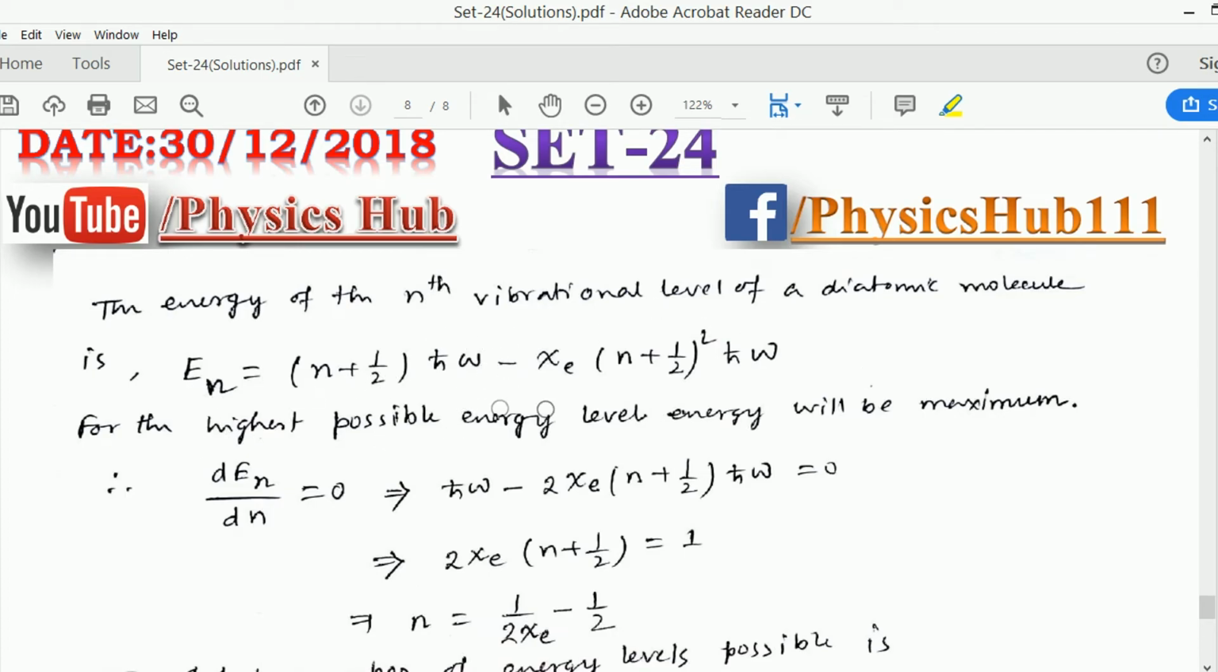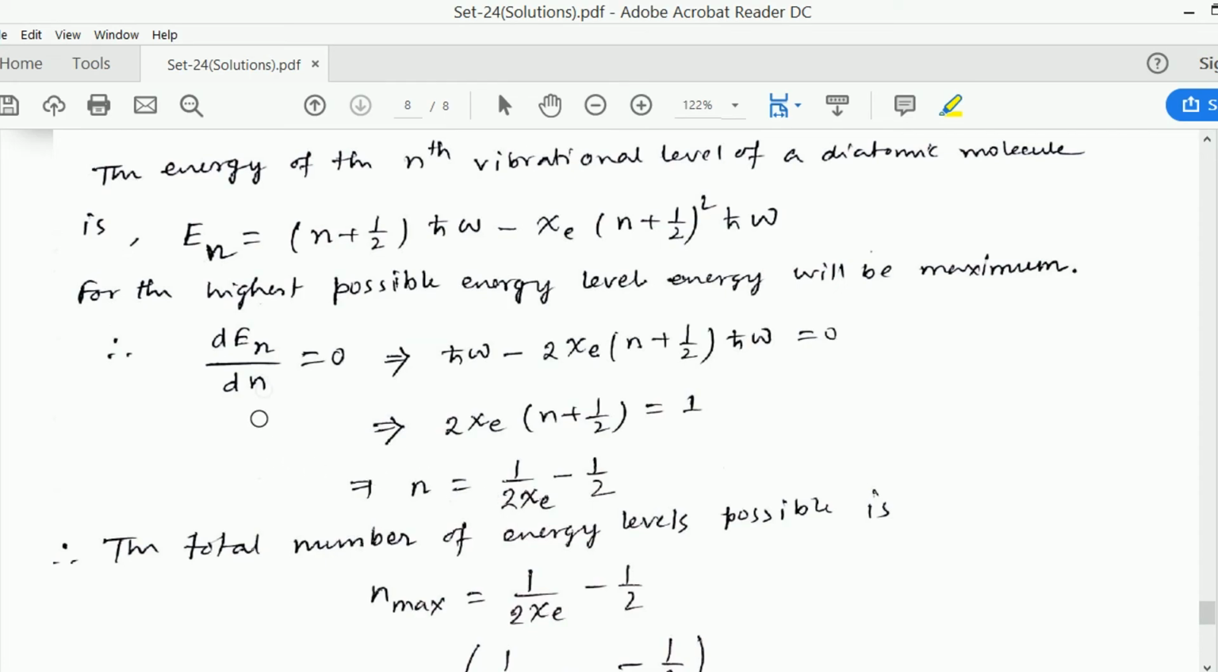E_n equals (n plus half) h cut omega minus chi_e times (n plus half) whole square times h cut omega. So for the highest possible energy level, the energy will be maximum, so dE by dn equals 0. Now we are just finding for which value of n the energy will be maximum, and that will be the total number of possible levels. Just take the first derivative of this expression, we get n equals 1 by twice chi_e minus half.